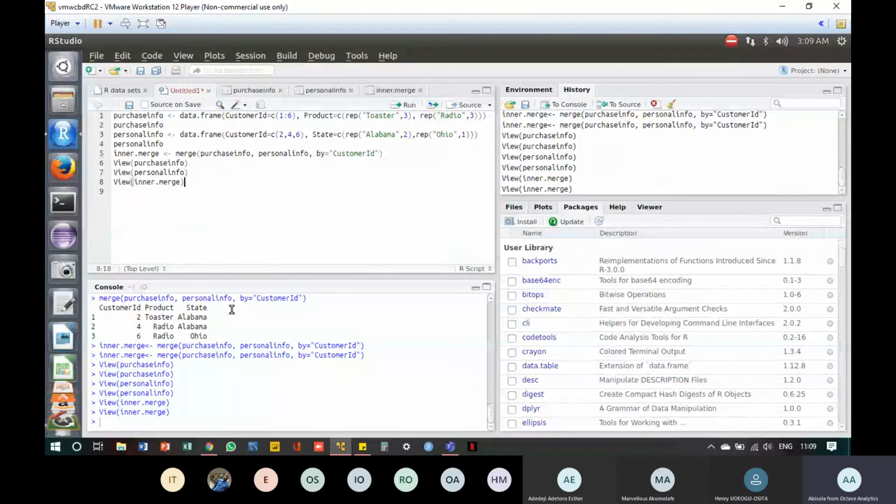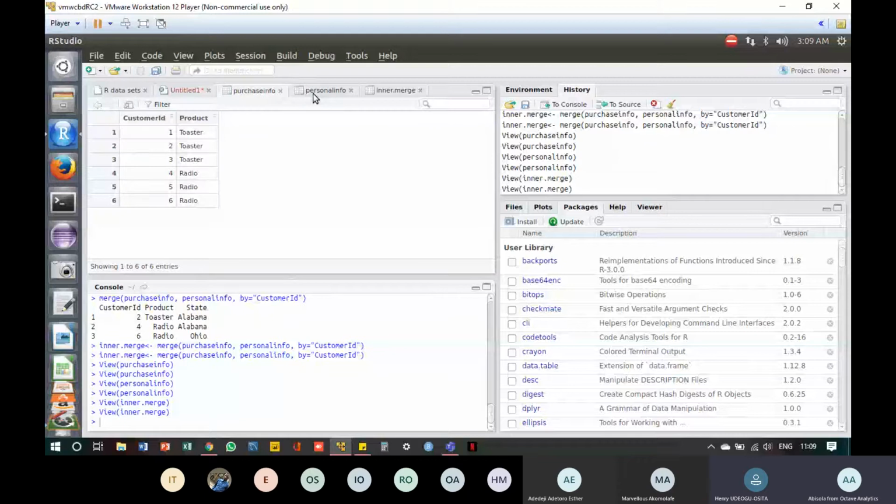I use the view function. You mean to be able to view these ones, right? Yes, exactly. To be able to view these ones, I use the view function. I told us in the previous class too.